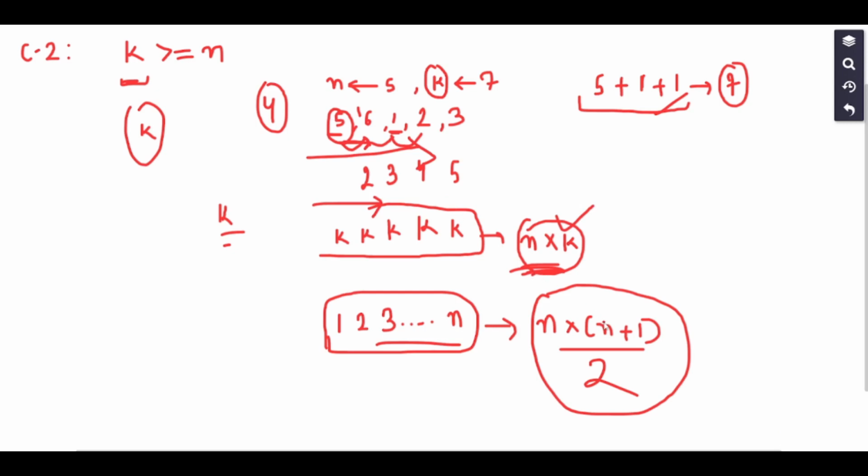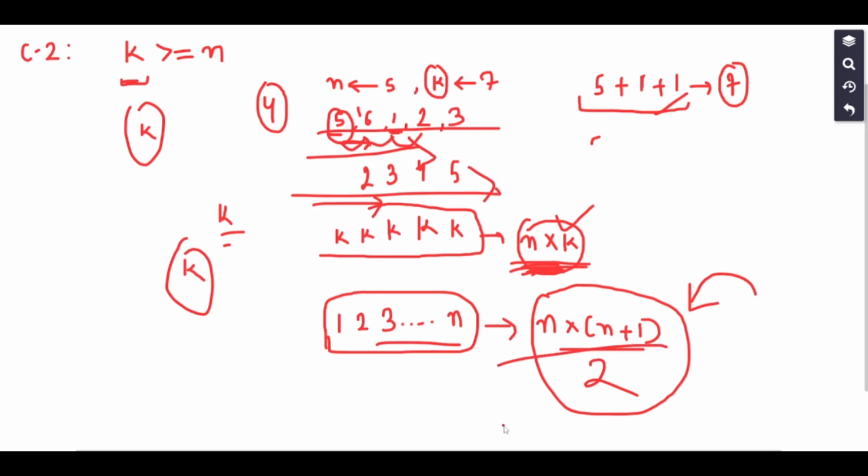So the number of mushrooms finally would be the sum of the mushrooms which are present initially, that is 5 plus 6 plus 1 plus 2 plus 3, plus the total number of mushrooms which I can have after k moves. But since I am moving from left to right, I won't be able to eat these many mushrooms, n multiplied by n plus 1 divided by 2.